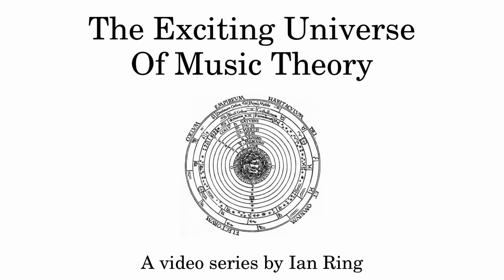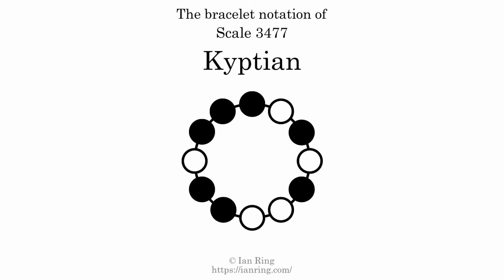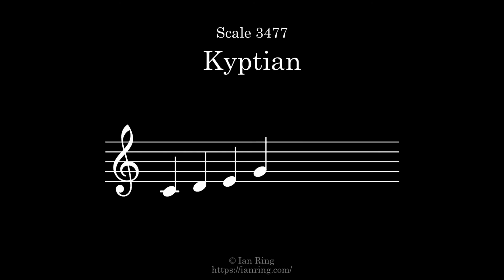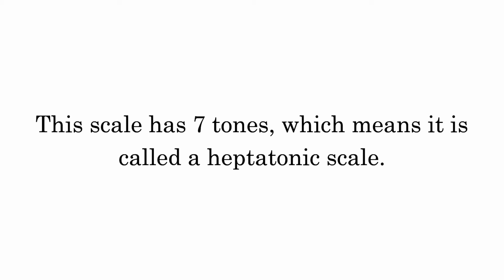Welcome to the exciting universe of music theory. Are you ready to learn? Then let's begin. Today we will talk about scale 3477, Kyptian, which sounds like this. This scale has 7 tones, which means it is called a heptatonic scale.